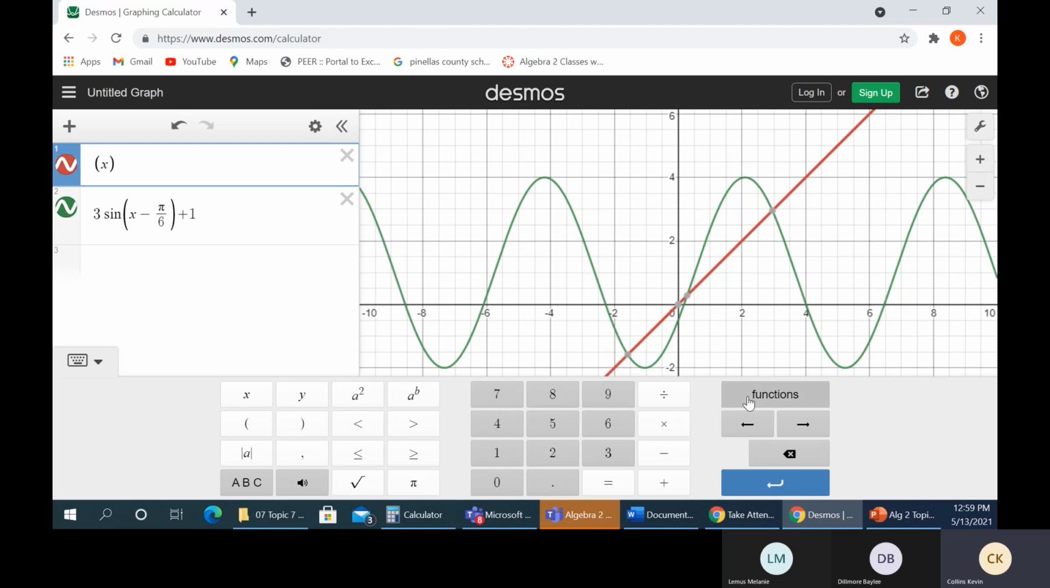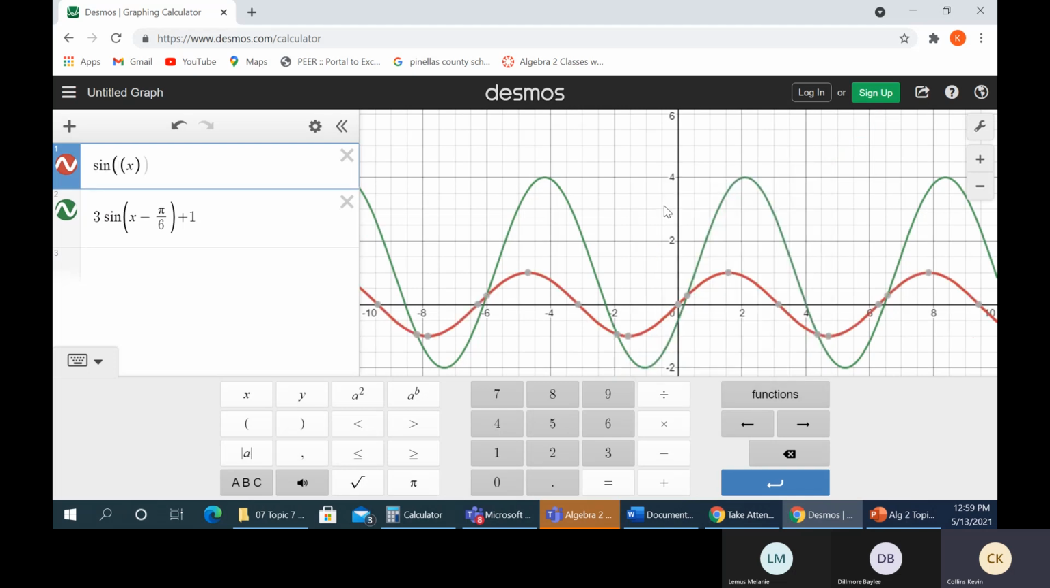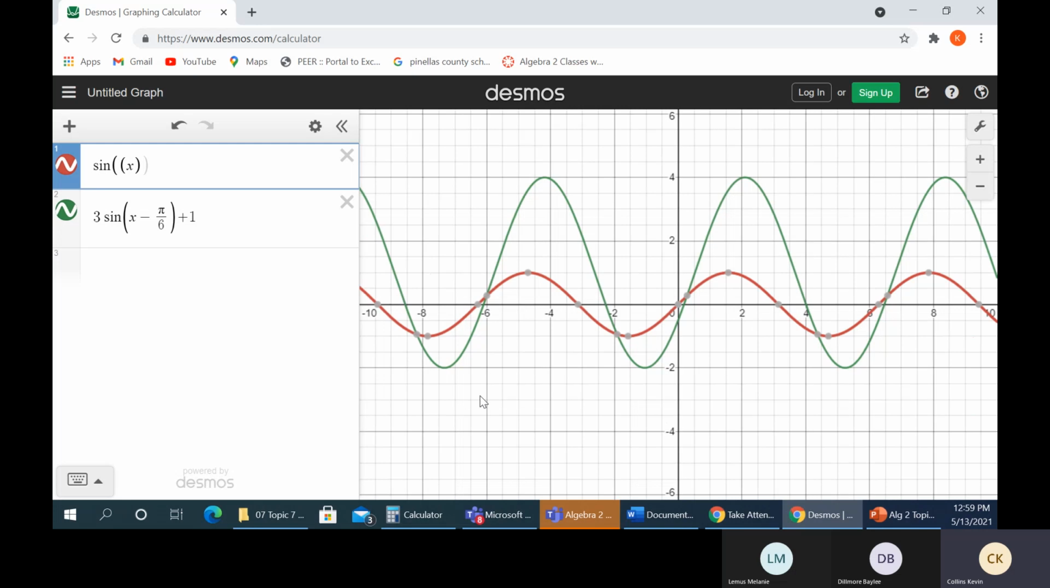All right, there we go. So there we are. So again, what happened here is this guy's now taller, then we moved him up 1, and we shifted him to the right pi over 6. So he shifted over a little bit and moved up 1. Okay? And we got an extra parenthesis there we don't need. There we are.